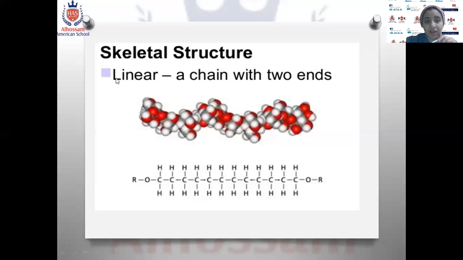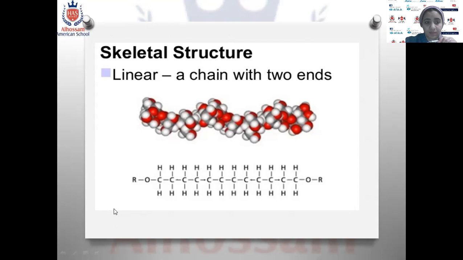The first kind is the linear structure. This is a skeleton, a chain with 2 ends. Look here, repeated units with 2 different ends. This is the start, and this is the end. So this is called linear structure: a repeated unit with 2 ends.